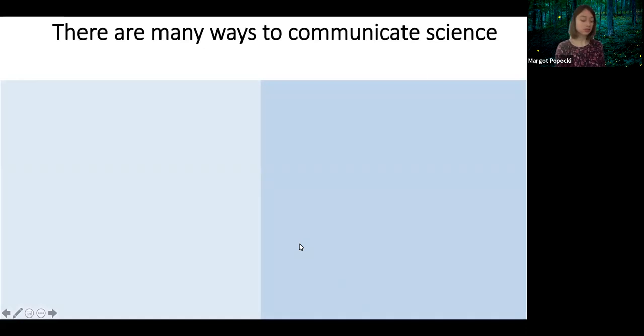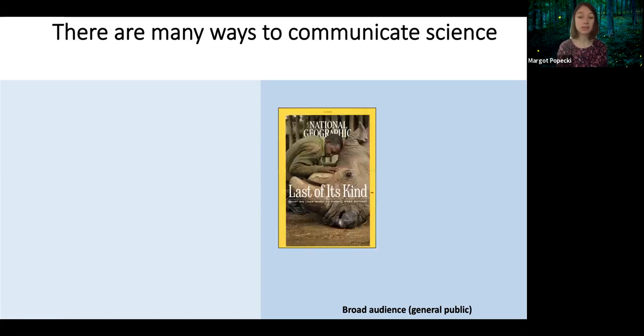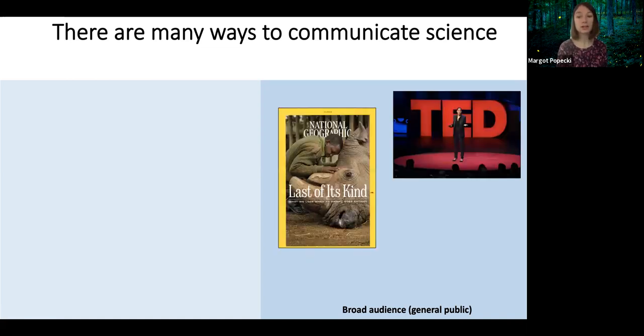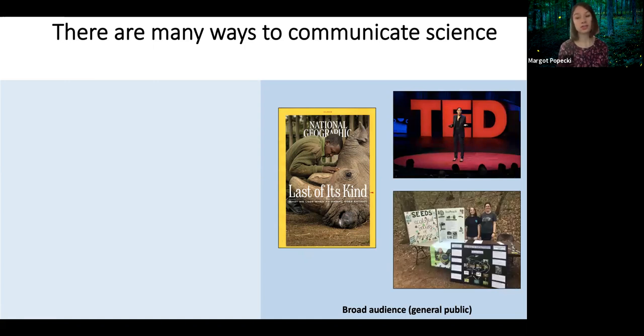So there are many ways to communicate scientific research. The most important thing is to know your audience. If you're communicating science to a broad audience, which means the general public, that may look like a scientific magazine article, a TED Talk, or an outreach activity.